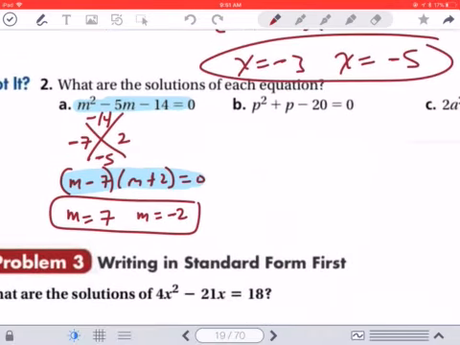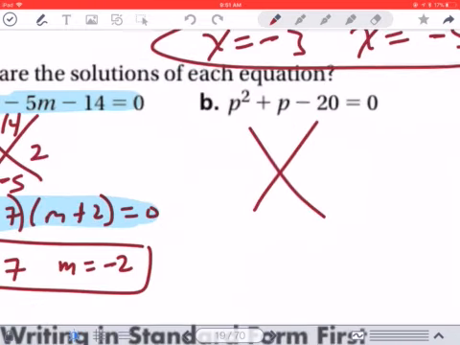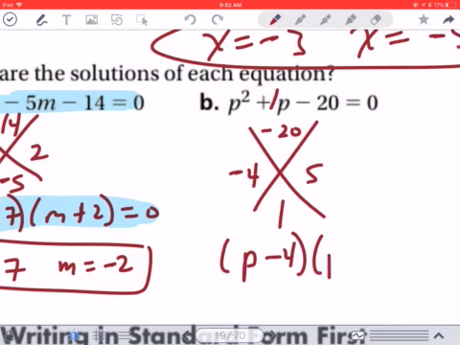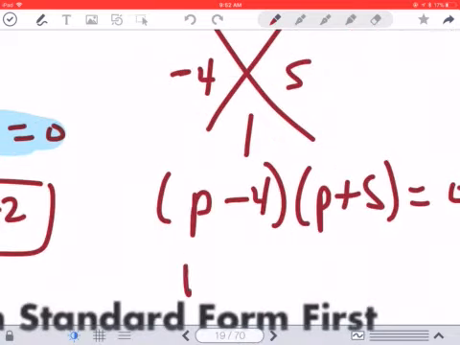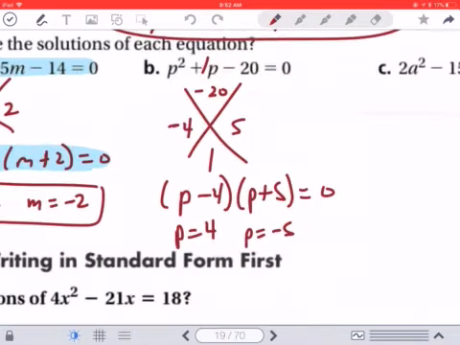Okay, part B. Factor it. What multiplies to negative 20 and adds to a positive 1? There's a 1 right there hanging in front of the p. So this would be a negative 4 and a positive 5. So I factor that into p minus 4, p plus 5 equals 0. I use the zero product property, and I determine that p equals 4, or p could equal negative 5.